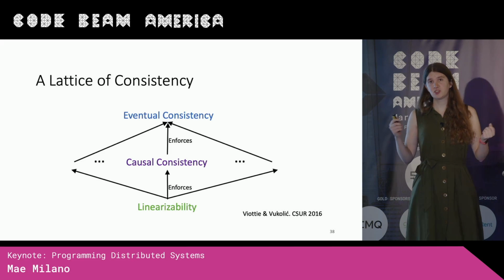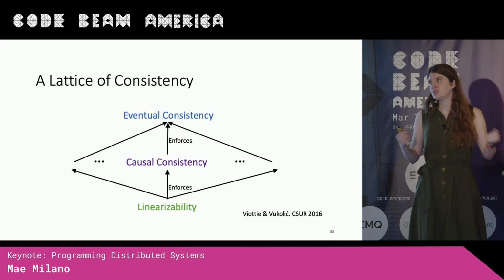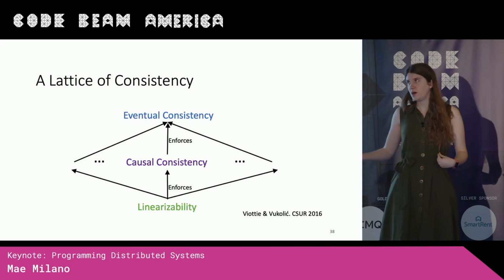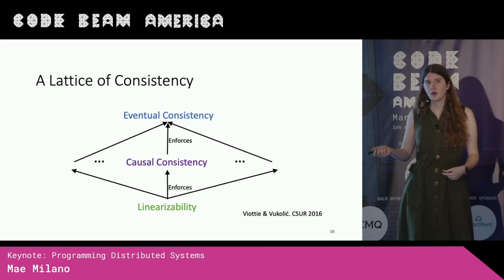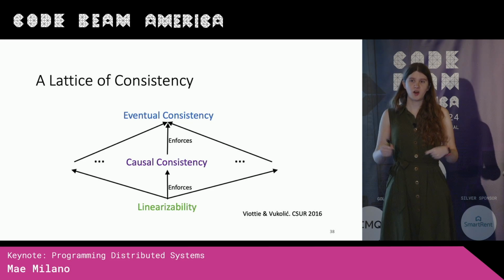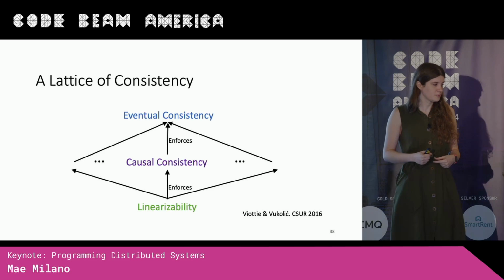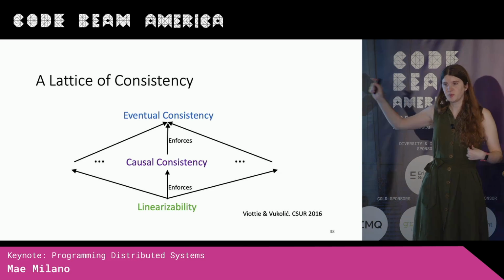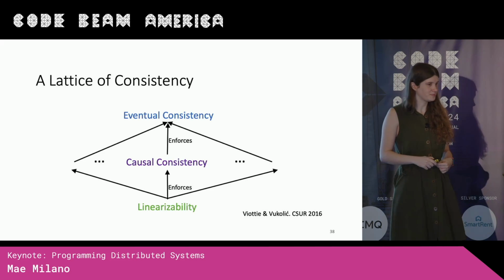This allows us to sort our various consistency models in an order, where the higher up you go in the order, the weaker your guarantees get. And the further down you go in the order, the stronger they get. And I didn't make this order up. This is from 2016, from someone else's paper.